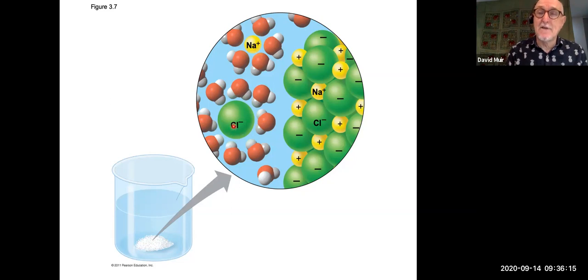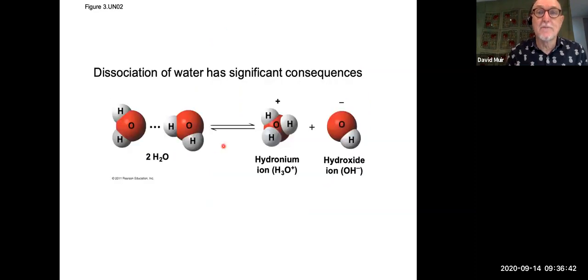Chlorine is negatively charged. It's an anion. And so all of the hydrogens point towards it, are attracted to it, and again surround it to form a sphere, a hydration shell around the ion. They isolate the ions from one another, keep them individual, and keep them in solution. That is why water is such a good solvent for ionic substances or anything which is charged.